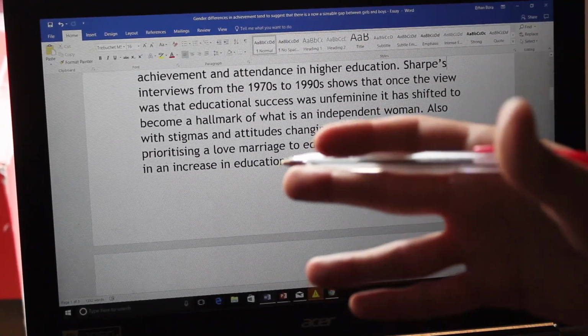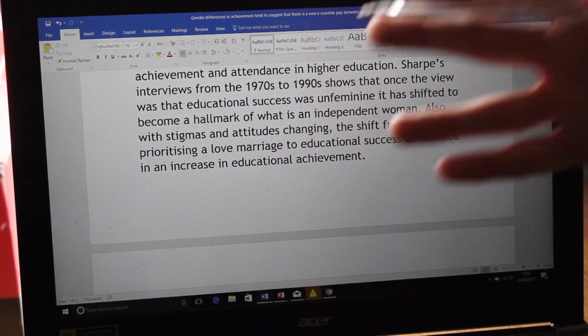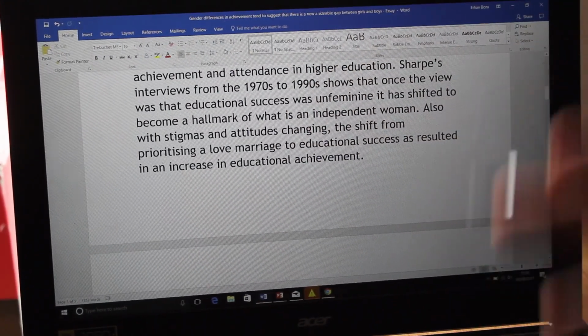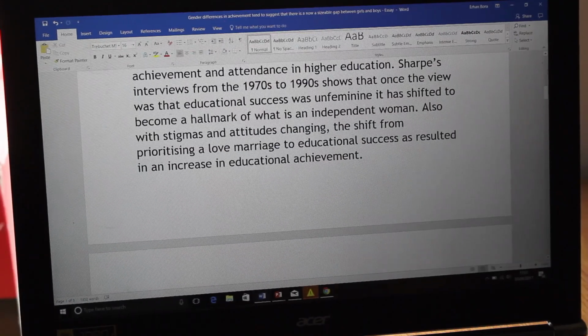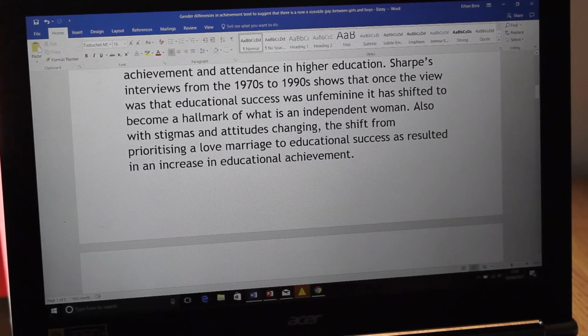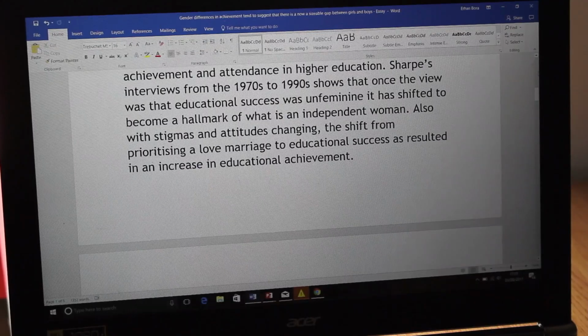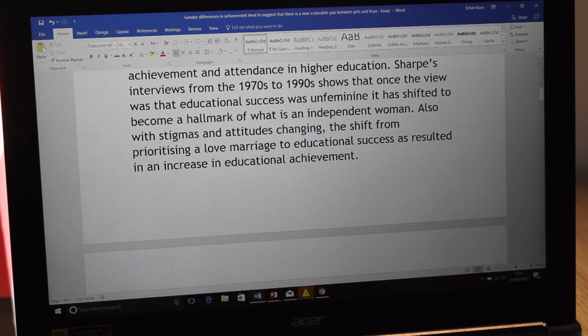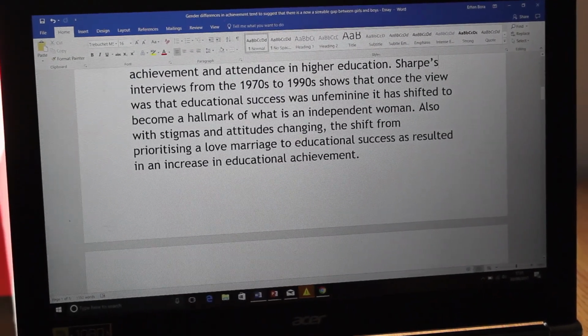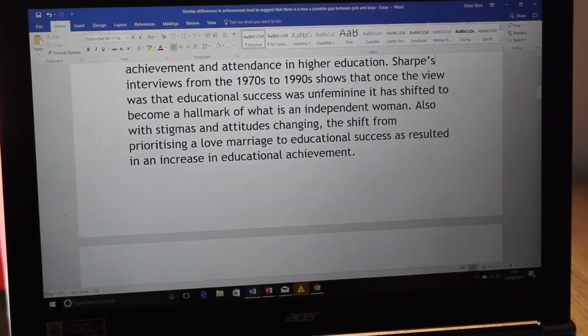So typically it was seen as a sort of unfeminine aspect to be academic. Now it's been seen as a hallmark of what it takes to be an independent woman. If you want to be an independent woman in the UK, Sharpe is saying you have to go into education. That is the viewpoint now, the attitude of the wider society now.